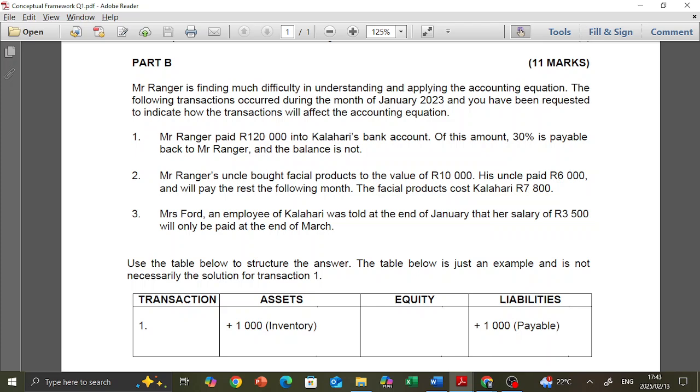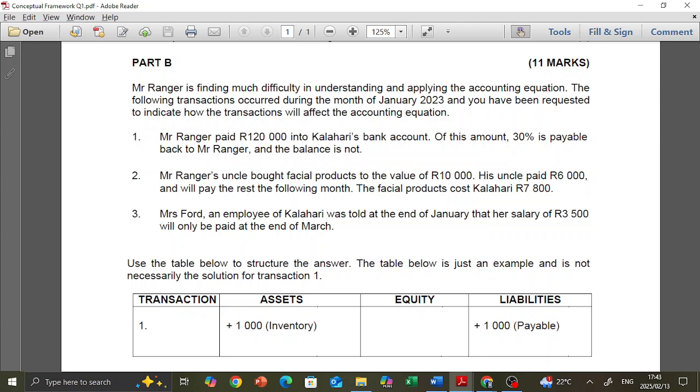Okay, let's go. Mr. Ranger paid 120,000 into Kalahari's bank account. So there was a student who did the activity before the class, and I said I would get back to them. Apologies. I hope you are in this class and you actually get the answer. So please mark yourself. All right. So Kalahari, in this sense, is Mr. Ranger's company.